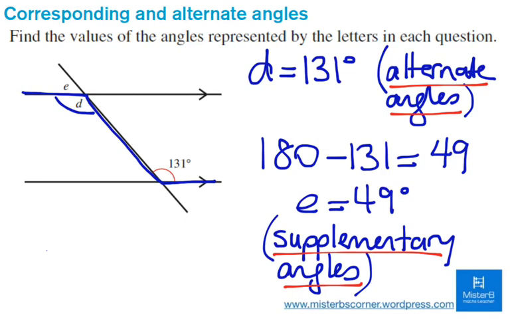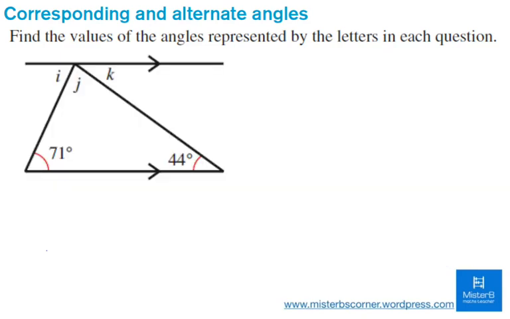Certainly there are other ways of finding D and E, like you could call this 131 degrees because they're corresponding angles, these two, this one and this one. And then you can say D and this 131 degree marked angle are vertically opposite. And then you can discuss that these two are supplementary and you can find all the angles.